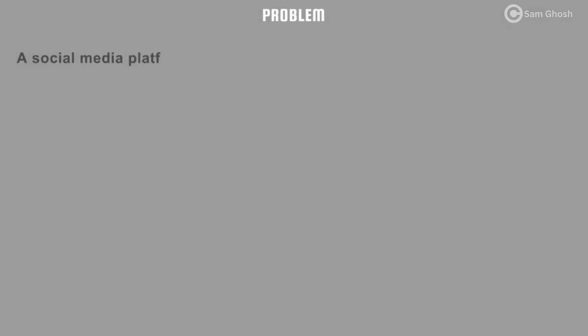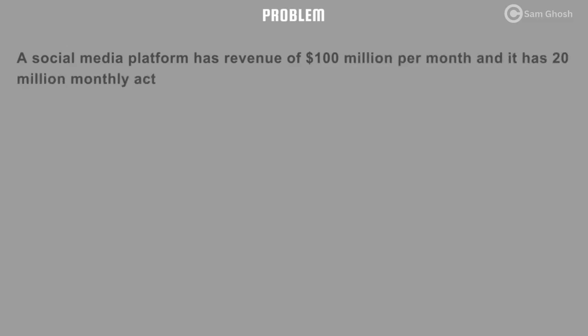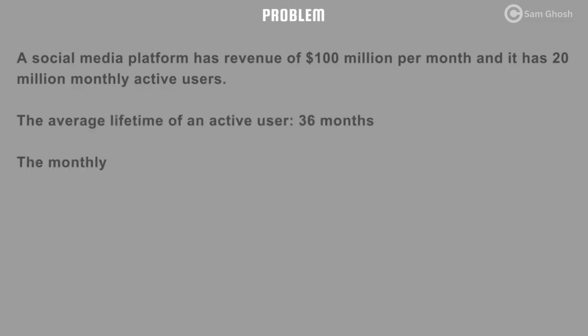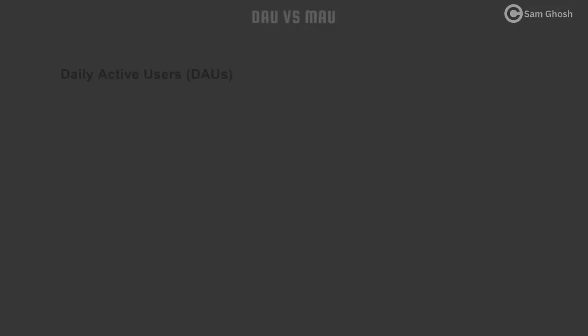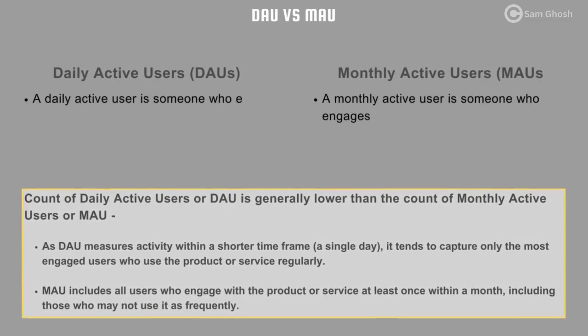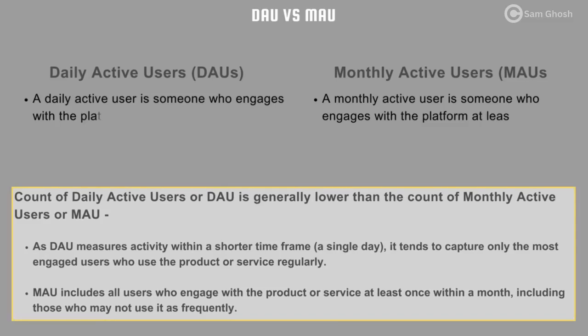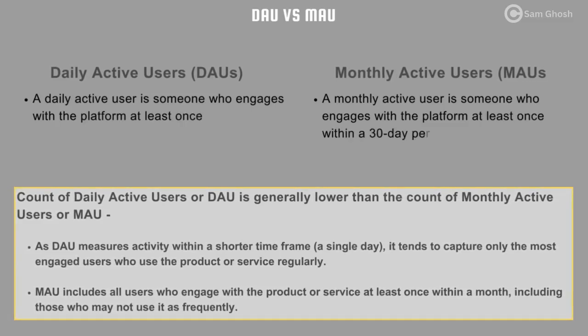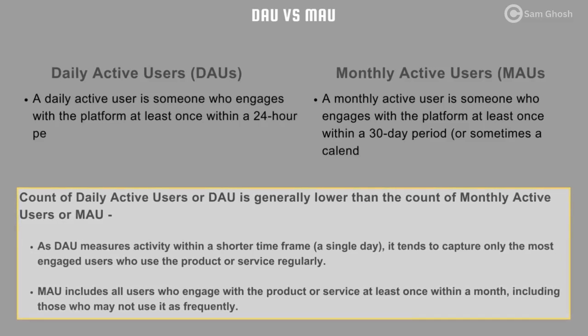For tech platforms, the calculations can be much more involved. Say, a social media platform has revenue of $100 million per month and it has 20 million monthly active users. Now, the definition of active users can vary based on how the platform defines it and how prospective investors define it. It can be the count of daily active users or DAUs, or the count of monthly active users or MAUs. Let us spend some time understanding the difference between DAUs and MAUs before we continue with the calculation.